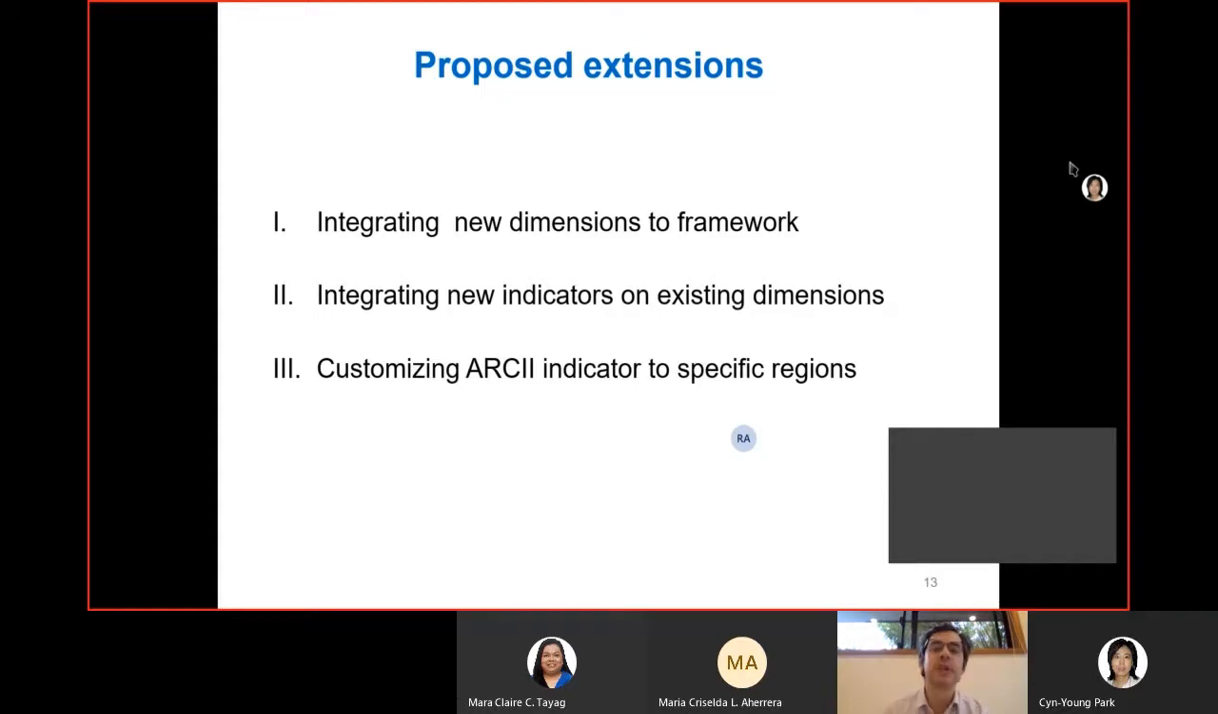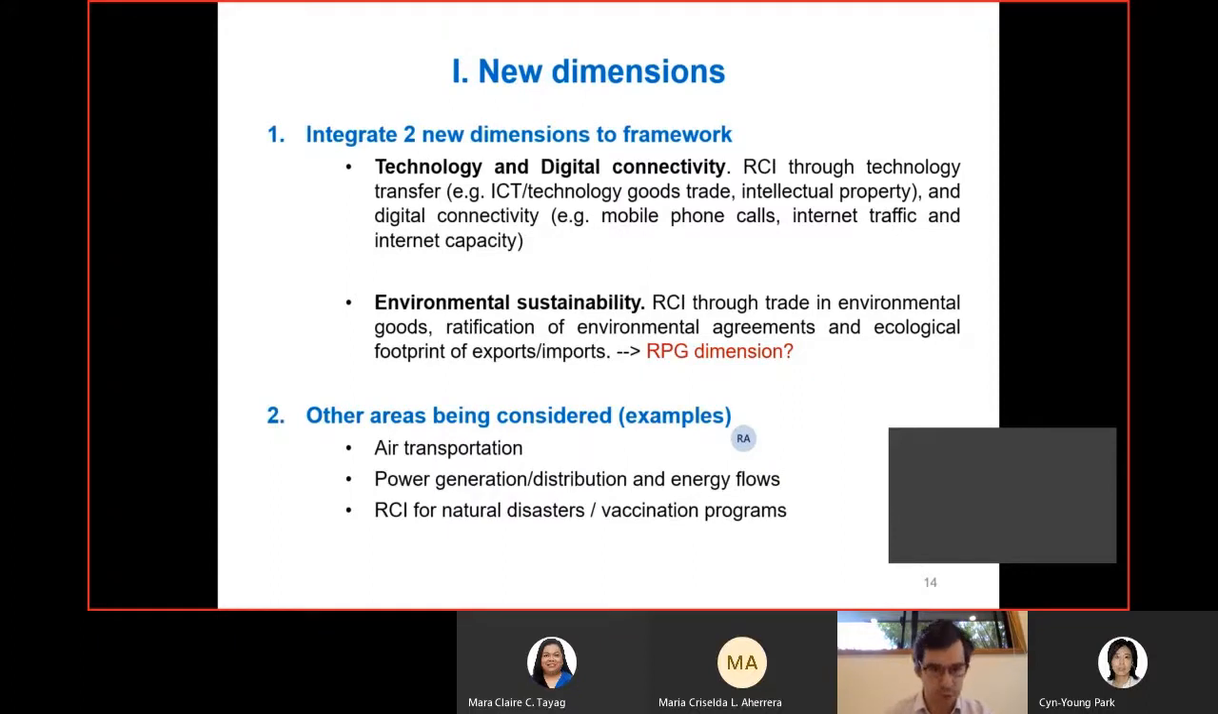basically three. The first is to integrate new dimensions into the framework, and we will focus on two specific dimensions. The second is to integrate new indicators on the existing dimensions and improve the quality of the data that we have. One of the particularities of the ARCII, as you may remember, is that we use bilateral data as much as possible, which makes the data richer, but also more challenging in terms of data collection. And the third objective is to customize the ARCII index to specific regions or country groups.